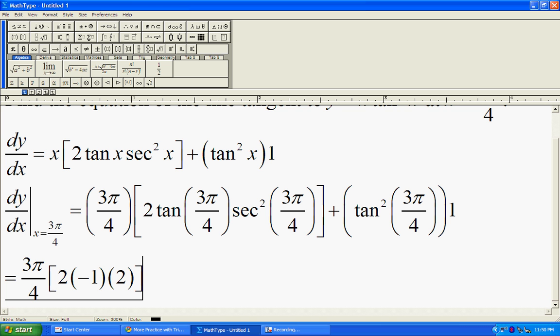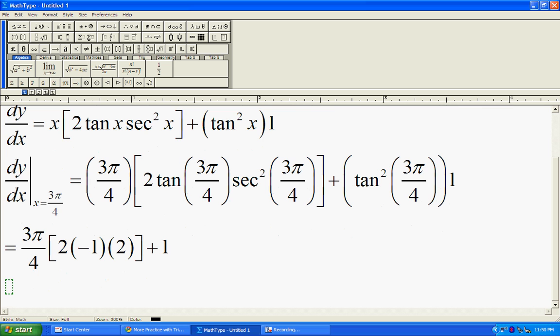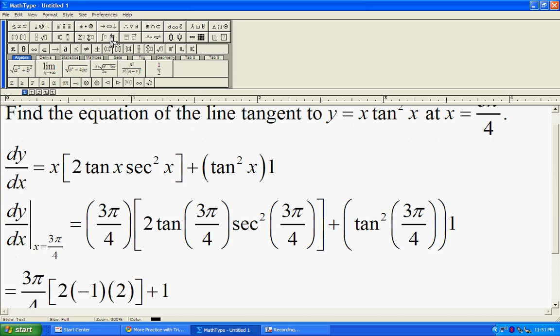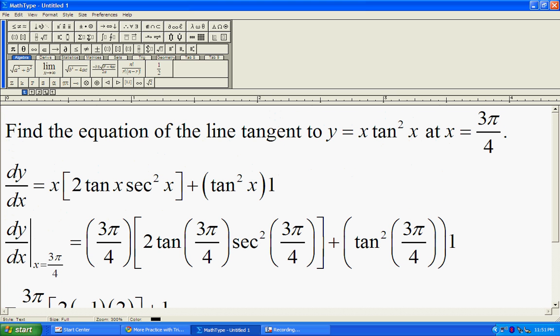To that, we want to go ahead and add the square of tan 3 pi over 4, which just comes out to 1. So what we'd end up with is negative 3 pi plus 1 for our derivative. And so this is going to be our slope of our tangent line.